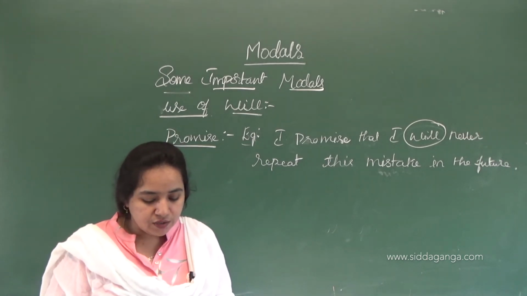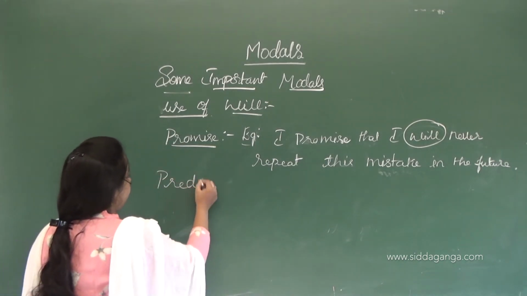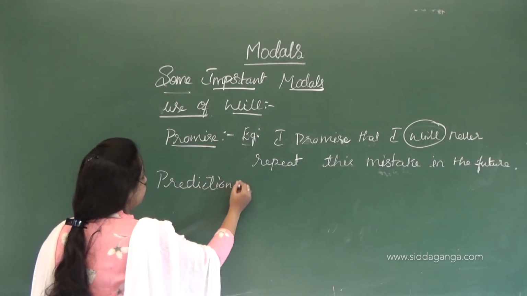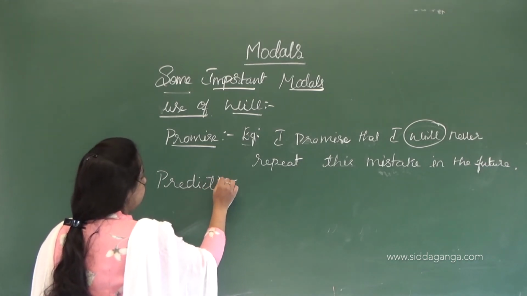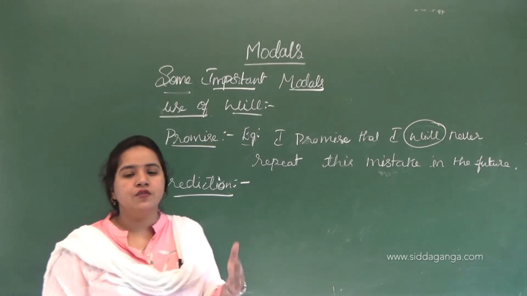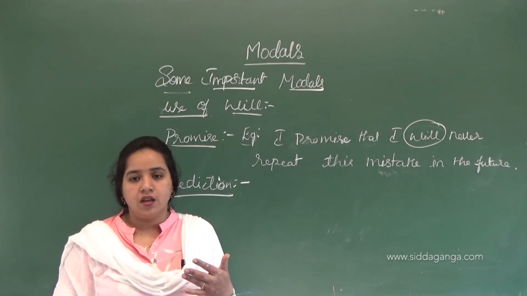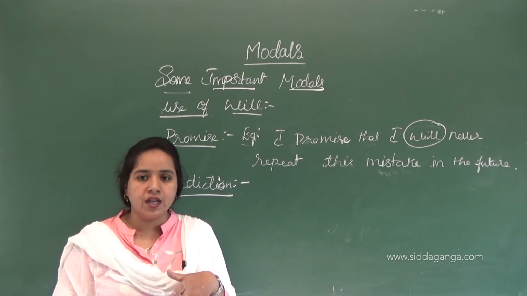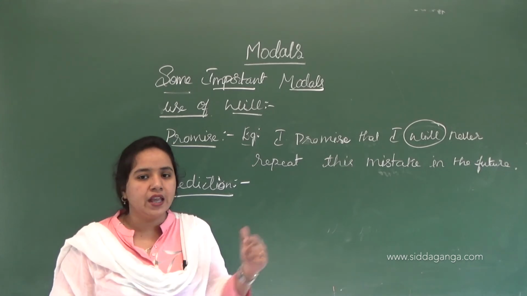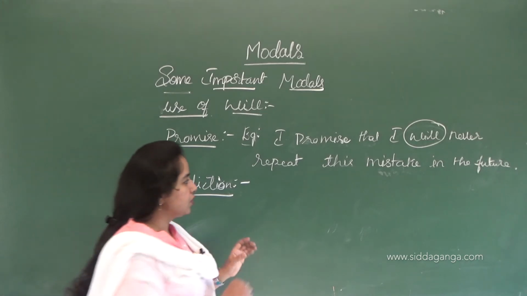So like this we use it to express a promise, okay. Next is prediction. It tells about a future action, okay. So how are we using it, and what is the role of will in this sentence? Here: I think it will rain today. This is the prediction.